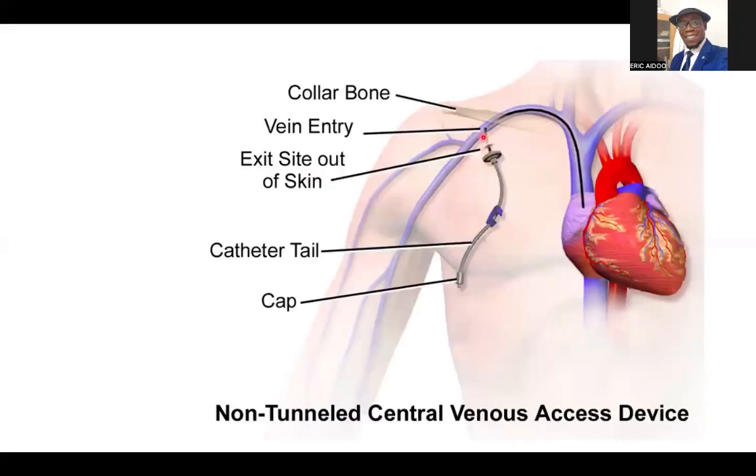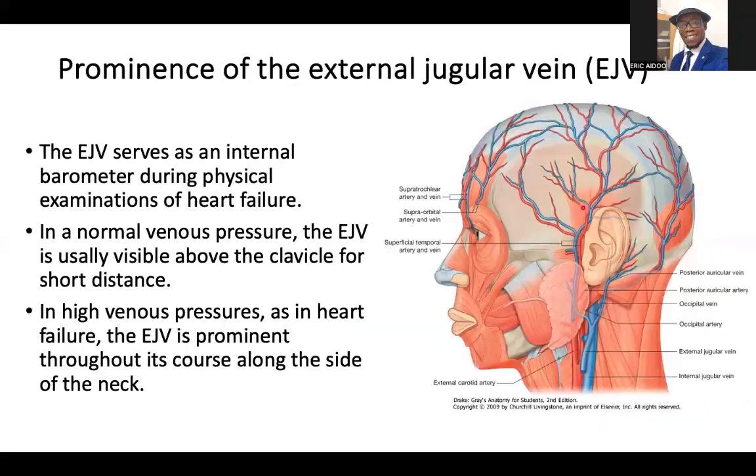So again, this is a similar one. So vein entry, then exit site out of skin, catheter tail, and then the cap. So it enters the right atrium.